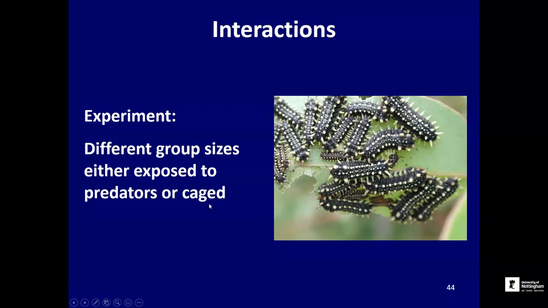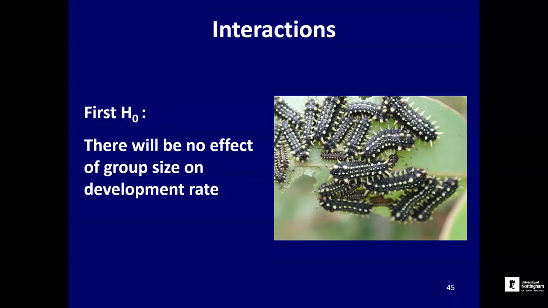So we did an experiment in these little wooded areas at the back of the beach where we put caterpillars in known group sizes and exposed them to predation, or protected them from predation. The way to protect them from predation was to put them in a cage that was fully enclosed to stop any birds or indeed large insects coming in and attacking them. And then we manipulated group size by putting out small groups, medium groups and large groups of caterpillars.